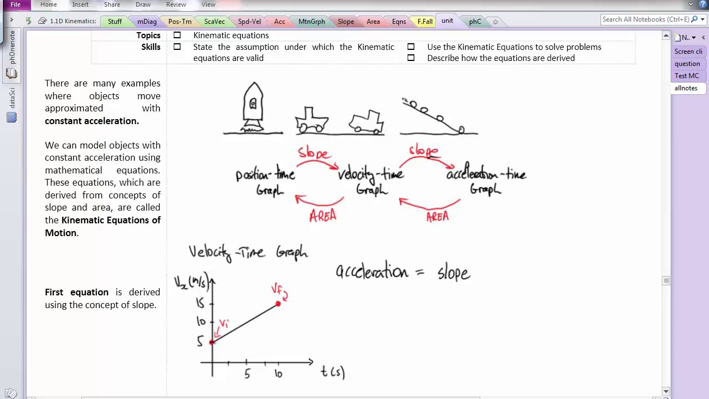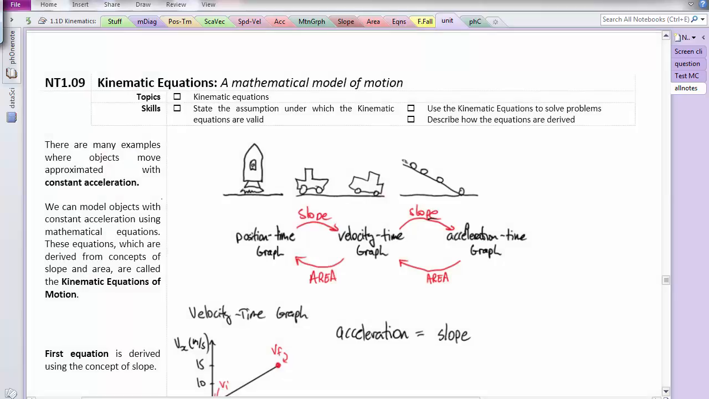So after all our hard work about the meaning of slope and area for position and velocity time graphs, we're going to put this together to create a mathematical model of motion. This is the whole goal.